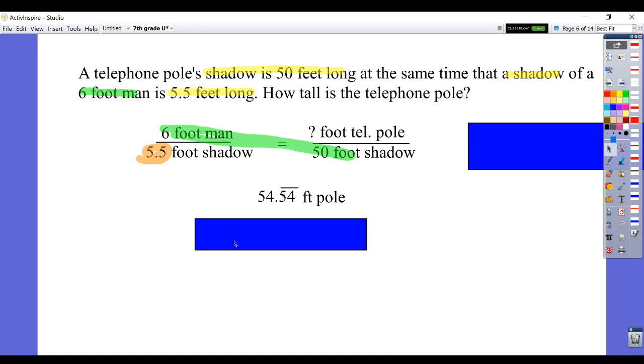And again, we would just put the repeating bar over the 5 and 4 because that continues to repeat in a 5-4 pattern behind the decimal point. So the pole's height is 54.54 repeating feet.